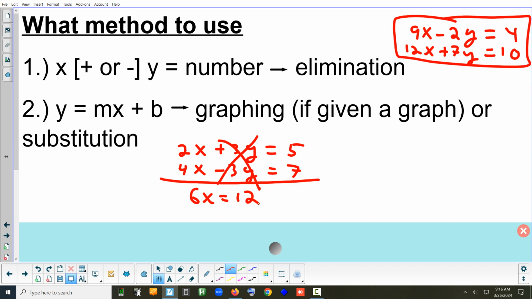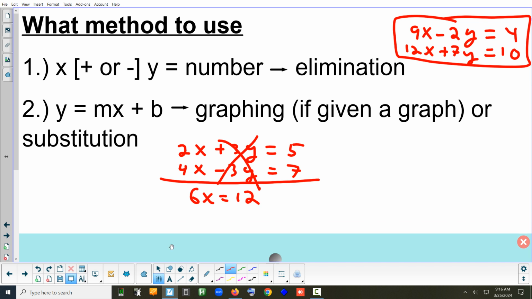And now what would be your last step on both sides? Divide. Yep, what would you divide by? 6. Yep, divide by 6. And what would you get for x? X equals 2. Yeah, so you get x equals 2, and then you plug that back in to find y. Find the y. Yep. Because I'm not going to finish that one up, but that's elimination. Okay, that's the easiest case.